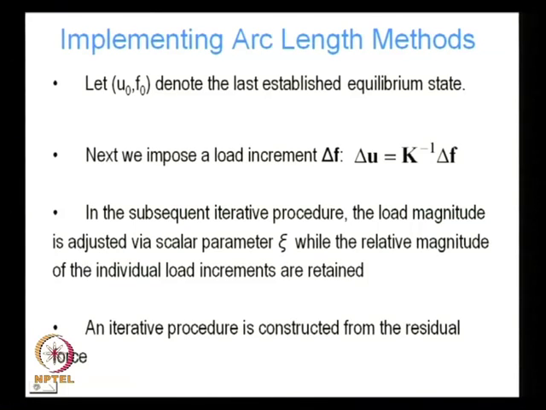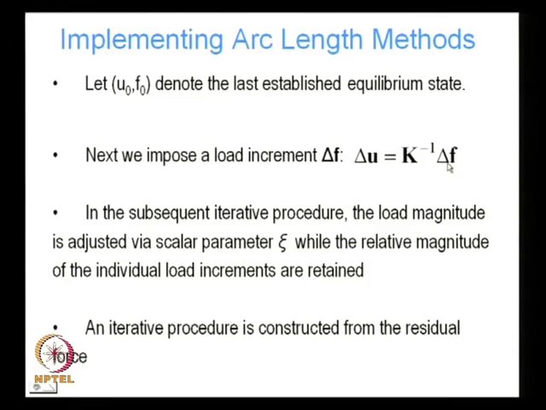I am just going through this in somewhat more detail. We impose a load increment delta f, then we calculate the displacement increment delta u equal to k inverse of delta f. In the subsequent iterative procedure, the load magnitude is adjusted via a scalar parameter xi, while the relative magnitudes of the individual load increments are retained. What does it mean? Well, I know my load increment delta f. This is what I am controlling. So, it's a load control problem.